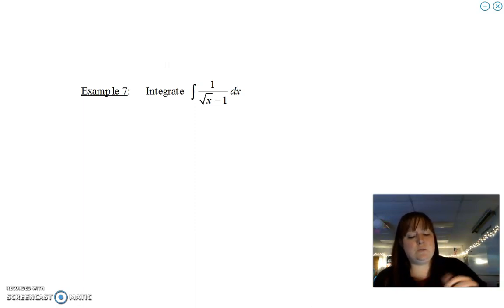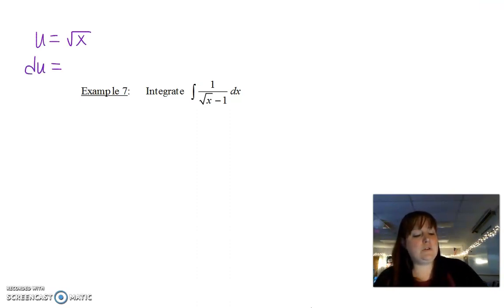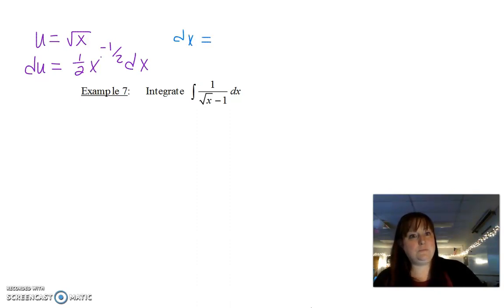So the first thing we're going to do is a U-substitution, and we're going to call u the square root of x, okay? Then we're going to say our derivative of that would be 1/2 x to the negative 1/2 dx. Hopefully that one is pretty standard for you. Which means that dx is equal to 2x to the 1/2 du.